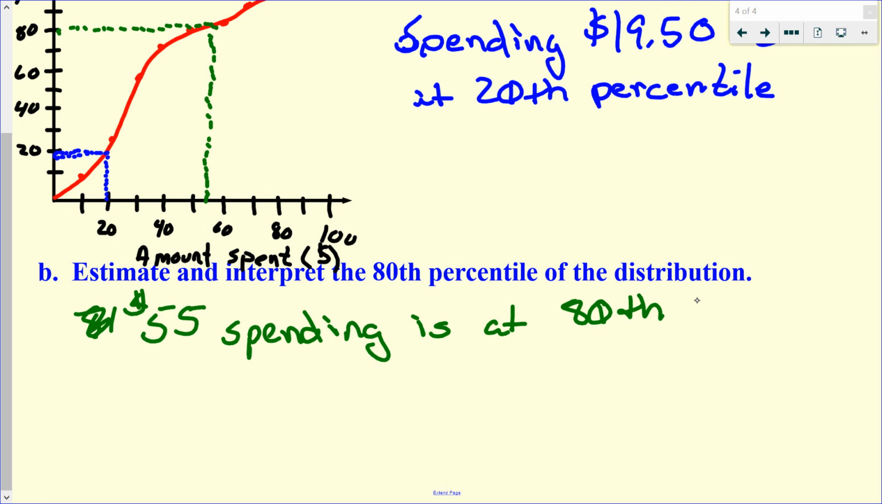That, ladies and gentlemen, is how we look at both what a percentile is and how we can use a cumulative relative frequency graph to estimate.